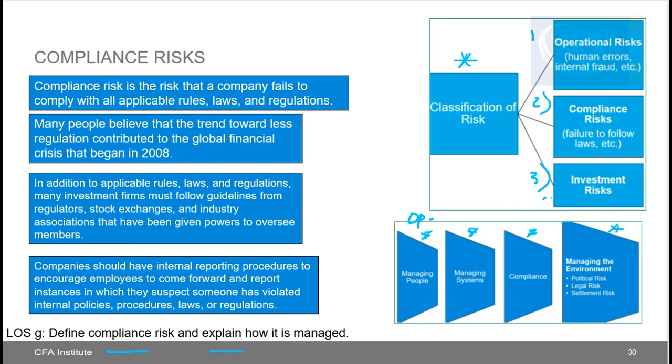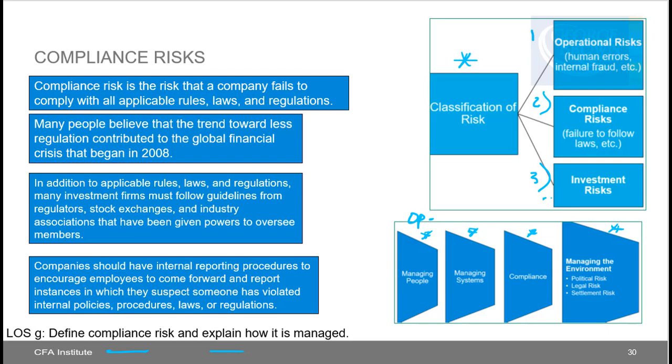So compliance risk is the risk that a company fails to comply with all applicable laws and regulations. The risk of non-compliance with laws and regulations is higher than non-compliance with internal policies and procedures because sanctions can be applied. These sanctions can affect both individuals and companies and may be severe. Many people believe that the trend towards less regulation contributed to the global financial crisis that began in 2008. The trend has reversed with the reimposition of greater regulation and oversight. This increased legislation, in turn, has led to more compliance activities and more compliance risk.